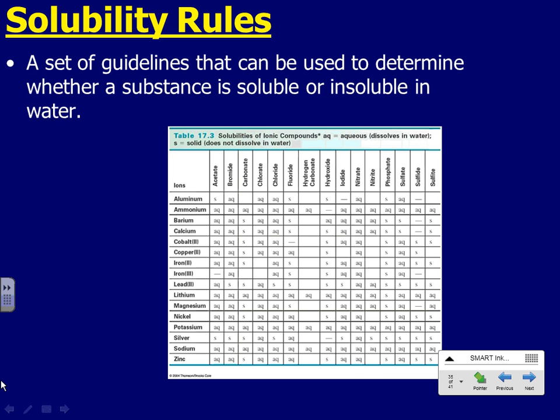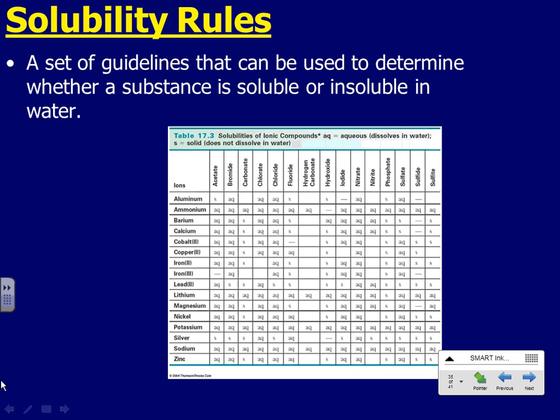But if you check out calcium and you check out carbonate, what does it say when you put them together? Yep, it says S. It's going to become a solid that is going to precipitate out. Very straightforward. If it says AQ, it means it doesn't form a precipitate.